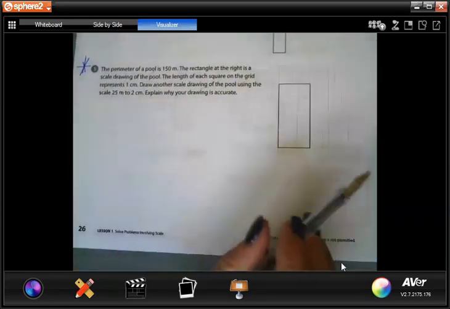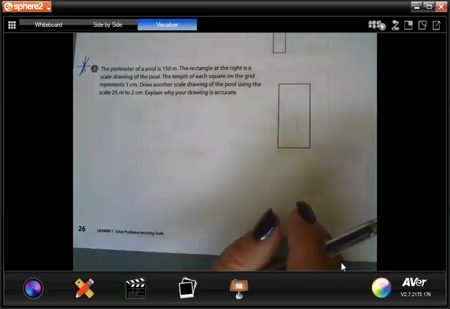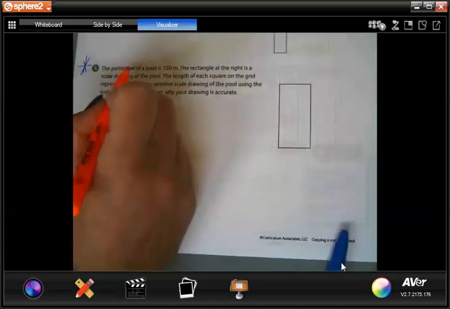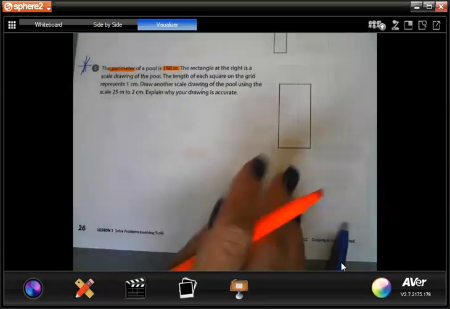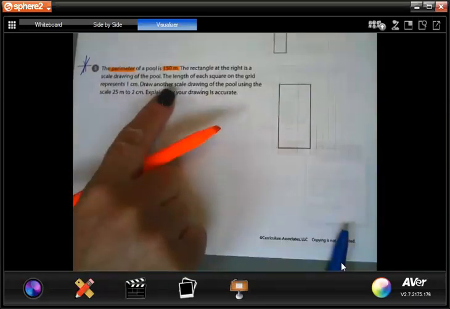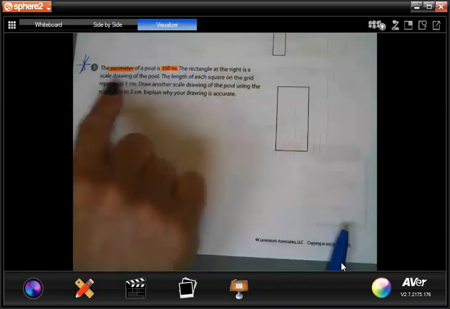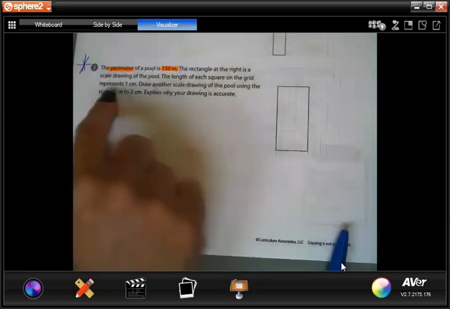Okay, so I read through it. Now I'm going to reread it, pulling out the information that I need. First, the perimeter of the pool is 150 meters. Okay, this is very, very important. Perimeter and pool. Hopefully you guys remember that the perimeter is the distance around any shape. Okay, now keep going. The rectangle at the right is a scale drawing of the pool. Okay, the length of each square on the grid represents 1 centimeter.